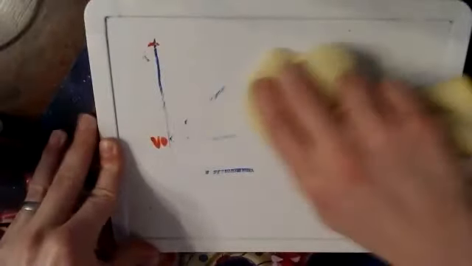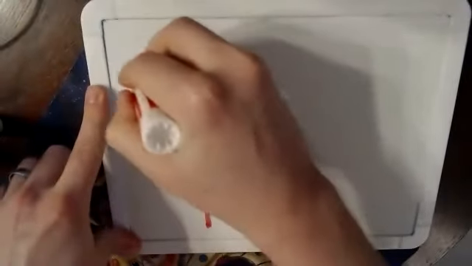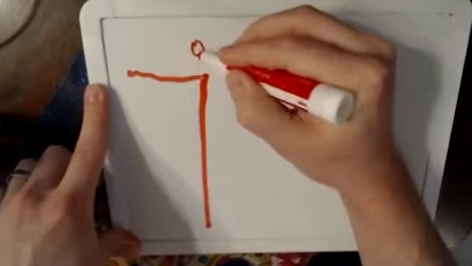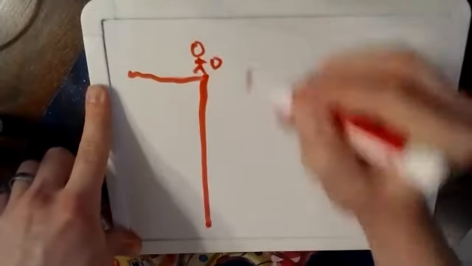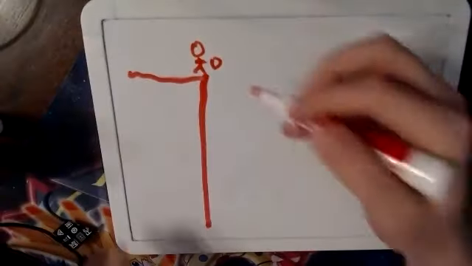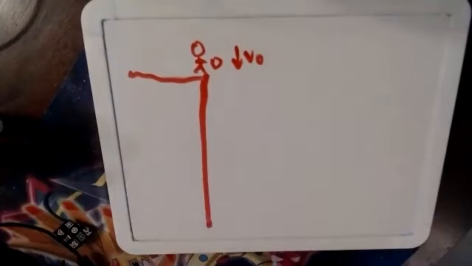I get from standing on top of a building. And here I am standing on top of a building. In my hand, I have a ball. And the ball that I have is, I'm going to throw it down with some initial velocity. Let's call it V0.